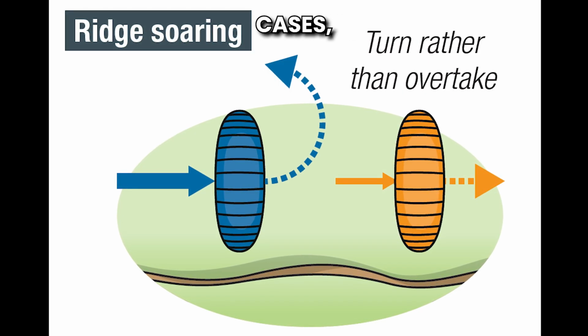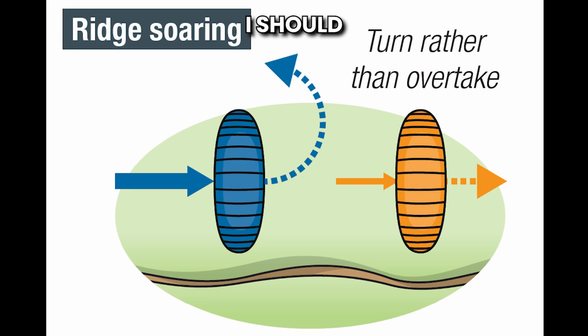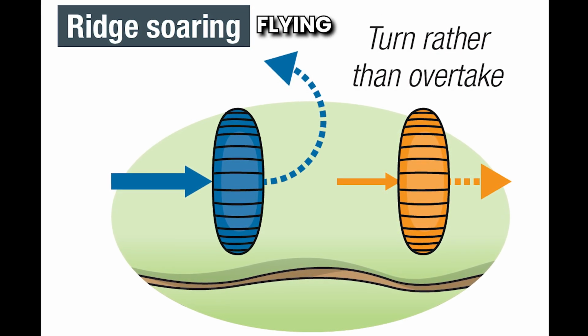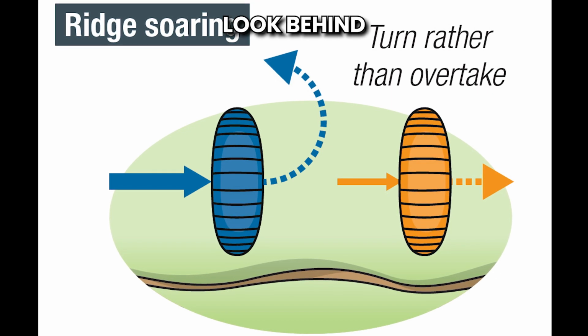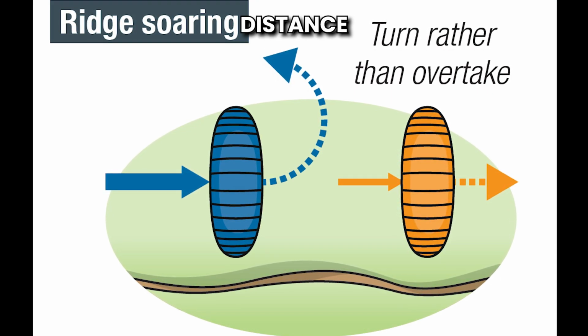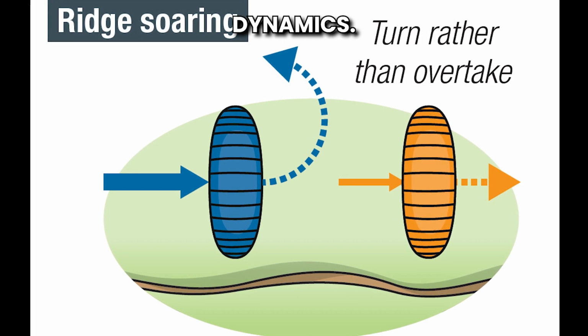In such cases, instead of overtaking, I should turn back, gain some distance, and then resume flying. Before turning, always look behind to ensure the air is clear, then turn, gain distance, and continue using the dynamics.